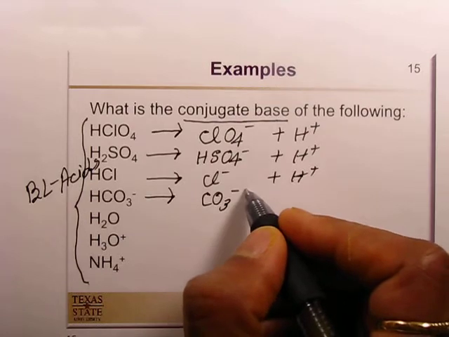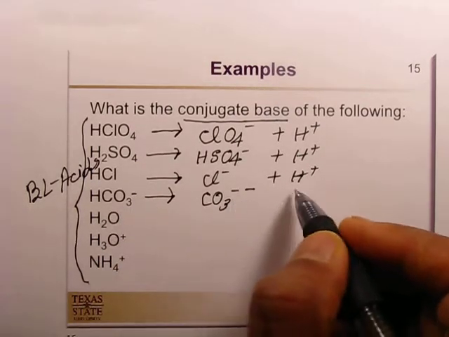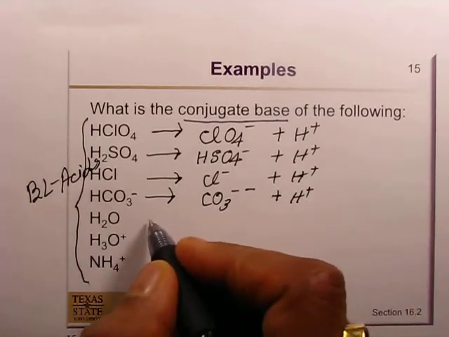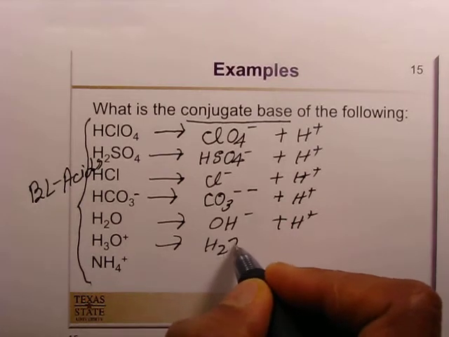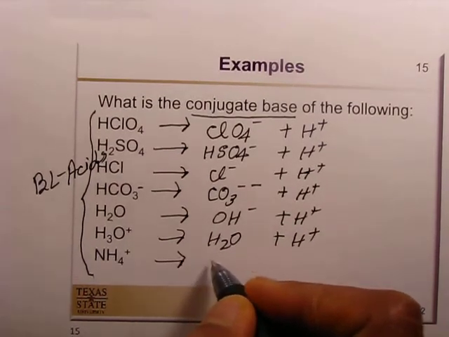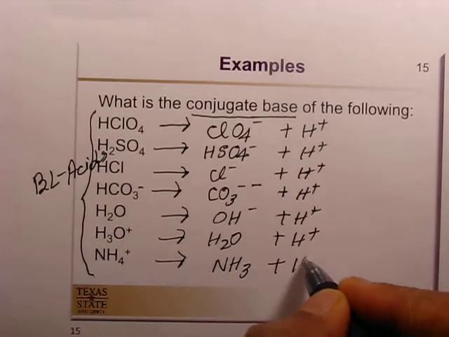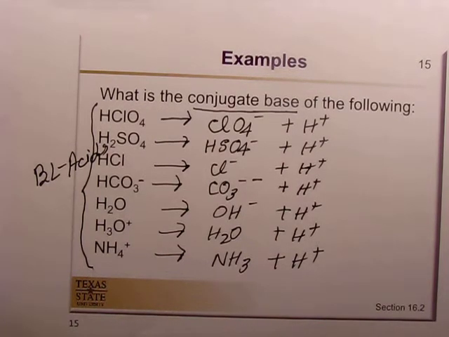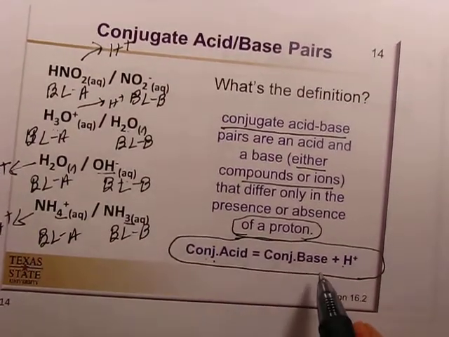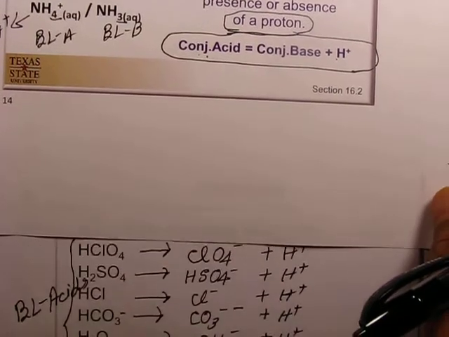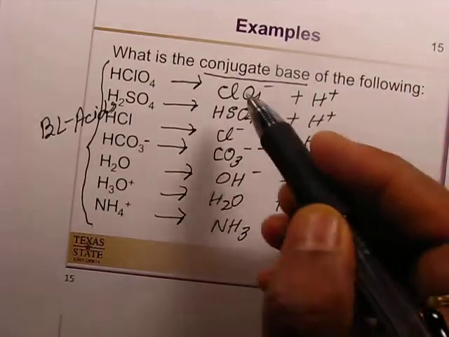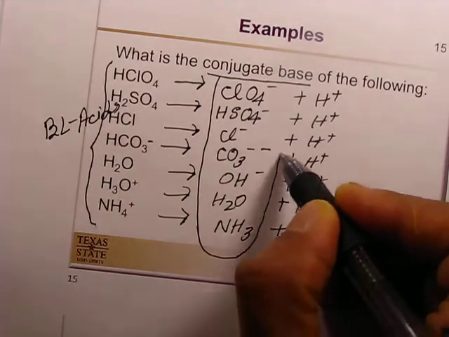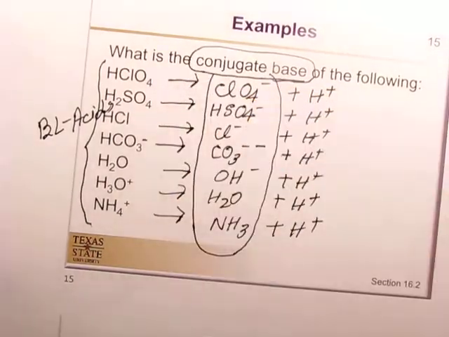HCO3 minus, because it already has a minus 1, so after donating one proton it will become CO3 2 minus, carbonate ion. This will become OH minus plus hydrogen ion. This will become water plus hydrogen ion, and this will become ammonia plus hydrogen ion. If you remember the previous slide, it says conjugate acid is equal to conjugate base plus hydrogen ion, so the same thing is true for all these. These are acids, and these are conjugate base plus hydrogen ion. So here these are all conjugate bases. To make a conjugate base, we have to remove one proton from the conjugate acids.